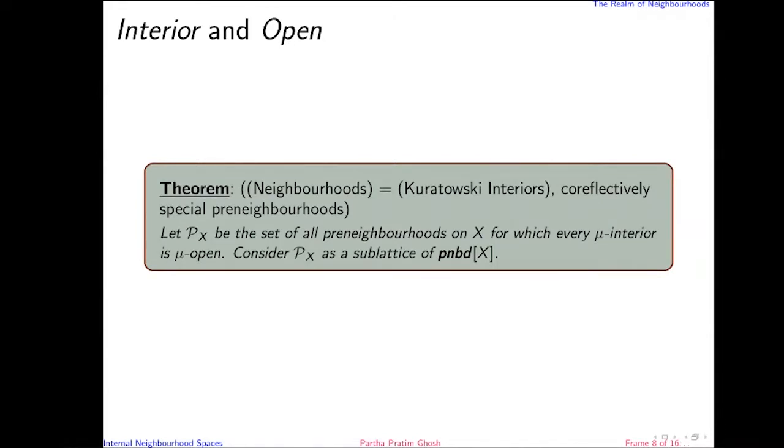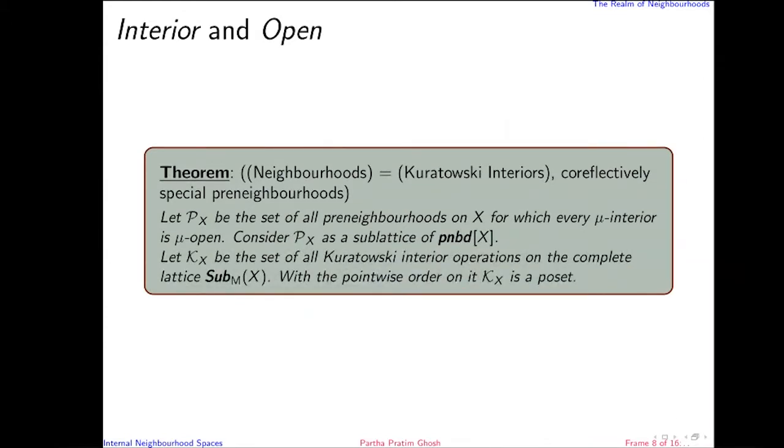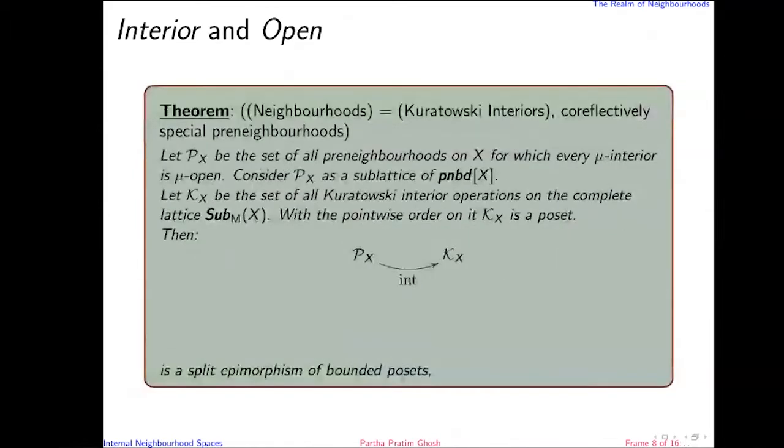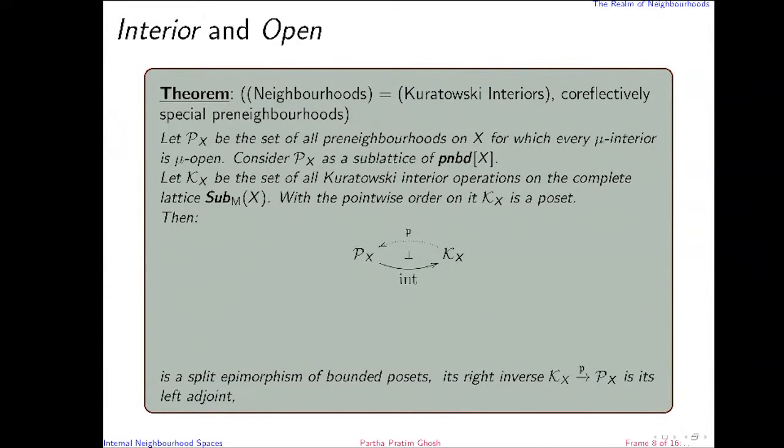So now comes the first part. Suppose we take the collection of pre-neighborhoods whose interiors are open. It is a sublattice of pre-neighborhoods, and let P_X be the Kuratowski interior operations that we can define on this lattice. Obviously, we can order it pointwise and make it a poset. And the interior, as we have just observed, becomes an order-preserving map, but in fact it is a split epimorphism. So it has a right inverse, and its right inverse is also its left adjoint.